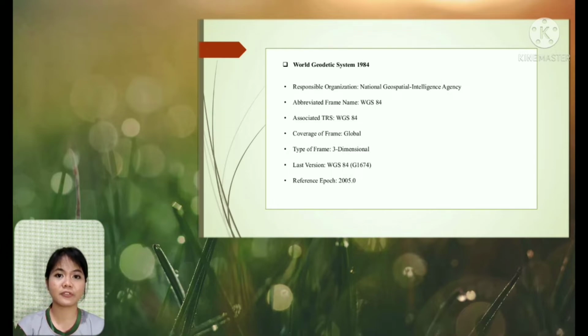Its abbreviated frame name and its associated terrestrial reference system are the same, which is WGS-84. It is global and it is three-dimensional. Before this version, they had the WGS-84 G1674 and its reference epoch is 2005.0.